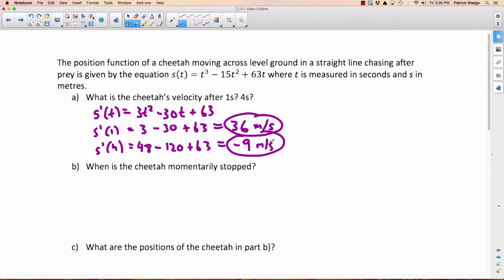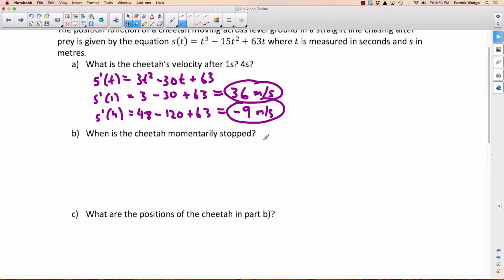When is the cheetah momentarily stopped? Well, when something's stopped, the velocity equals 0. So in other words, s prime of t has to equal 0. Well, s prime of t is equal to 3t squared minus 30t plus 63. How are we going to solve that?